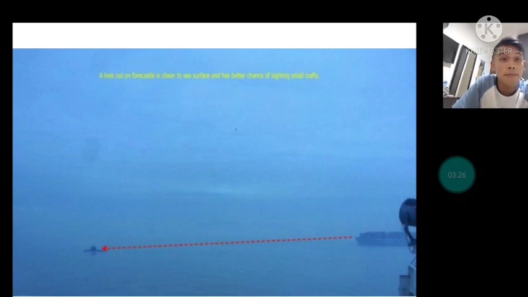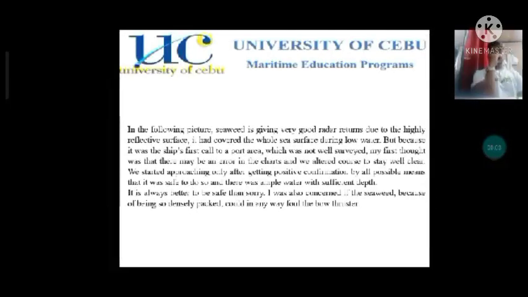So next, in the following picture, seaweed is giving very good radar returns due to its highly reflective surface. It had covered the whole sea surface during low water.